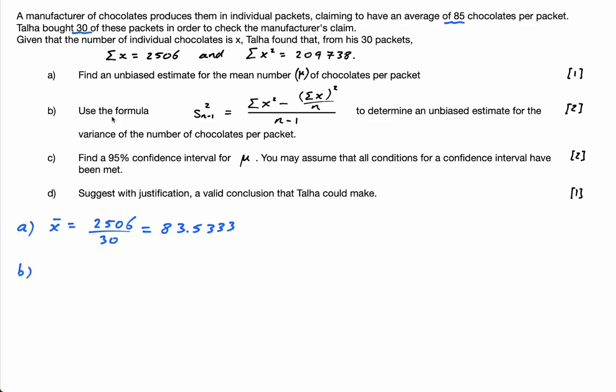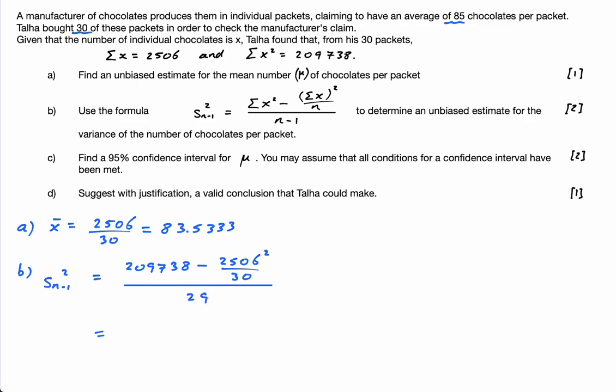Okay, B. He then says use this formula, so he gives you the formula. That's nice. To get an unbiased estimate for the variance. So it's the sum of x squared, which is this. It's 209,738 minus the sum of x, 2506 squared over n, which is 30, because it's a sample of 30 bags, and then n minus 1 is 29, because 30 minus 1 is obviously 29.